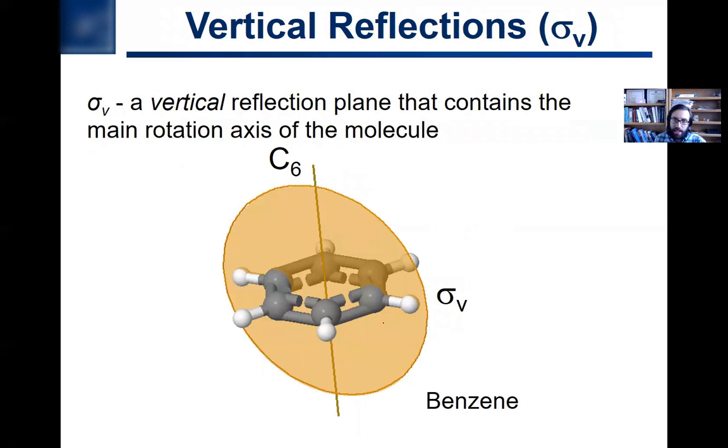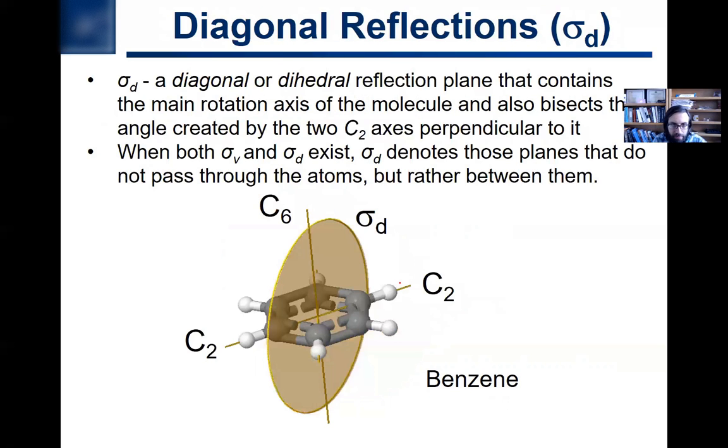You can have ones that contain the principal rotation axis. Those are called vertical reflections, sigma V's. Those contain the main principal rotation axis. You can see this mirror plane takes this hydrogen, and where does it put it? It puts it to that hydrogen. Things in front of the mirror go to the equal point in the back of the mirror, and vice versa.